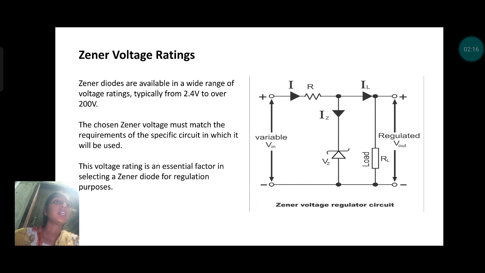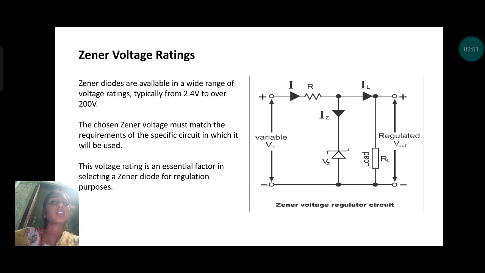Zener voltage rating. Here we can see the circuit diagram for the Zener diode. Vin is the input voltage, I is the current, and RL is the load resistance. The load is regulated between the input voltage and output voltage. We can see here V input and V output: voltage coming from the source, voltage coming to the diode, and voltage leaving the diode. RL is the load resistance. We have three types of loads: capacitor, inductor, and resistor. Here we can see two types: inductor and resistor.